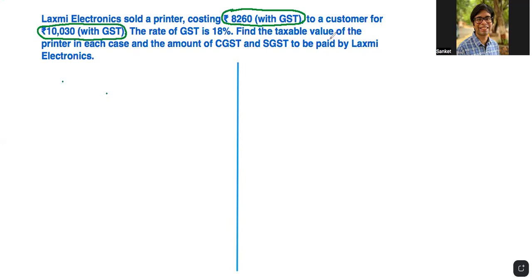I need to find the taxable value of the printer while it's being purchased, as well as while it's being sold, as well as the CGST and SGST payable by Lakshmi Electronics. So I will first start with calculating the output tax.